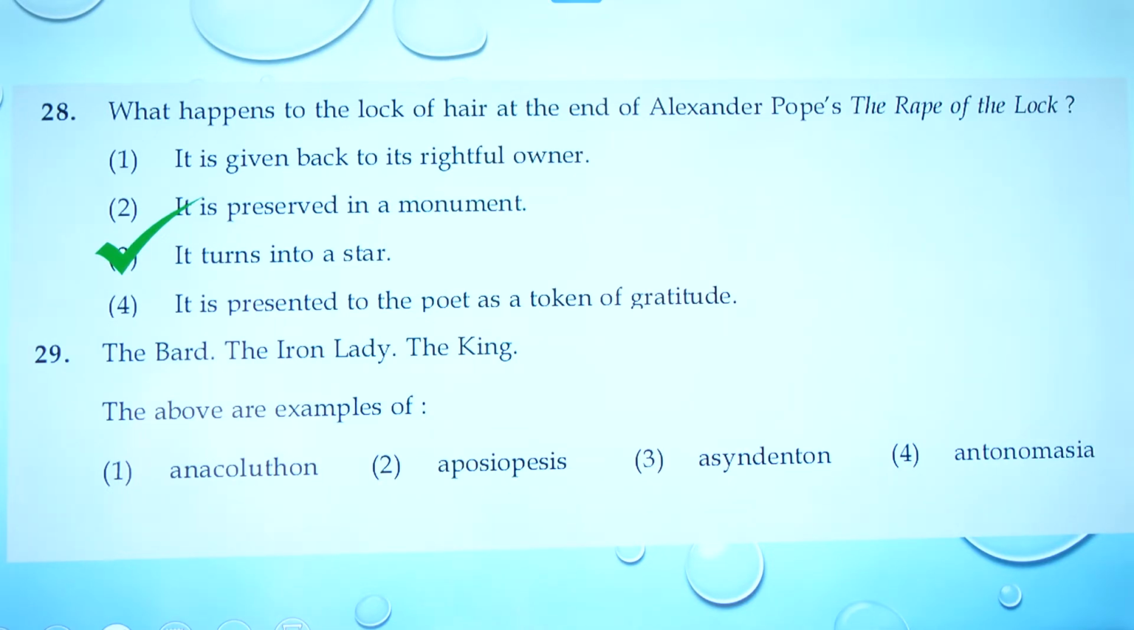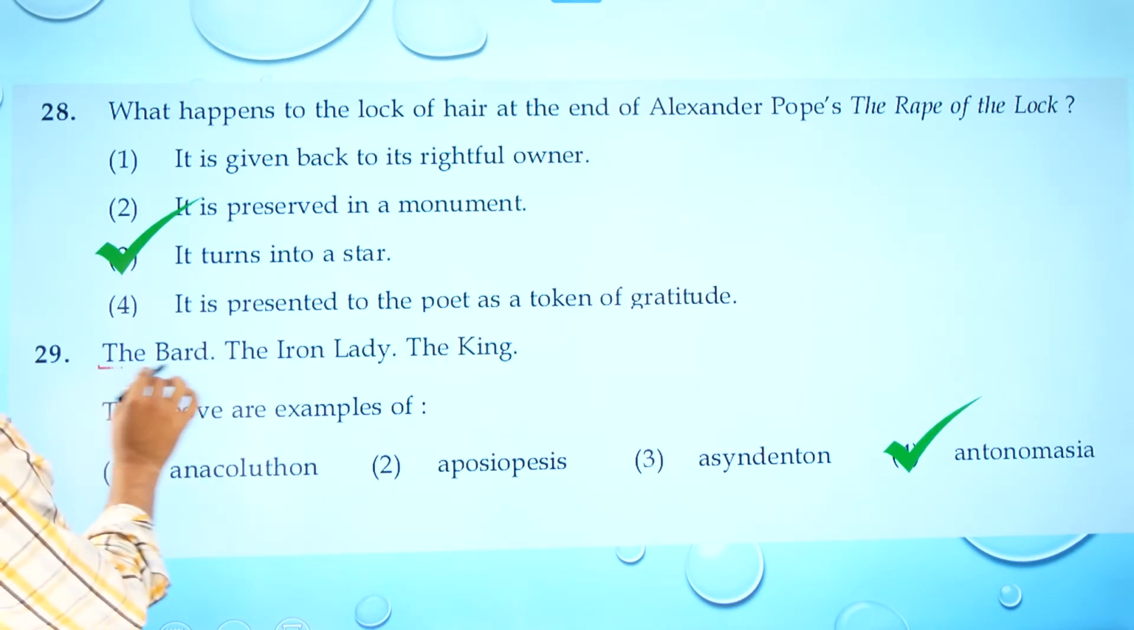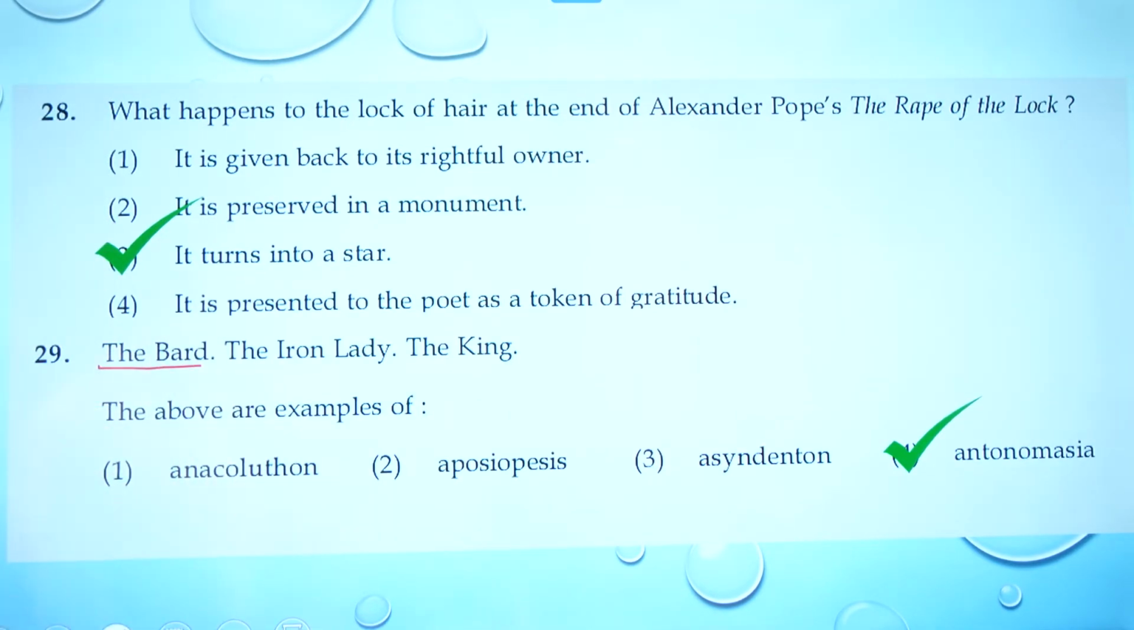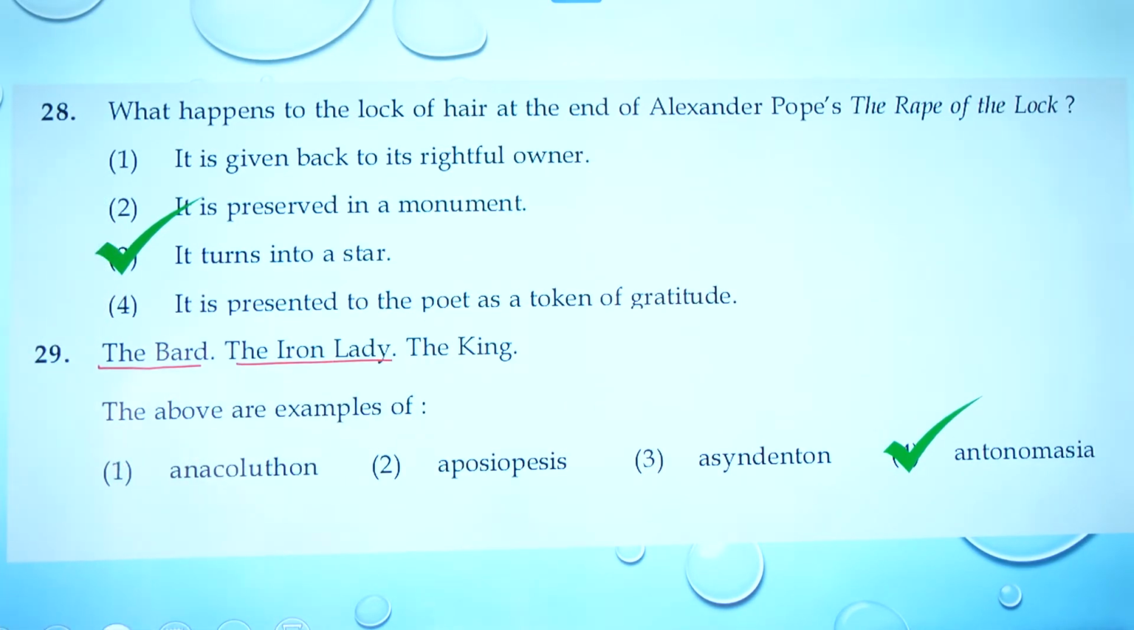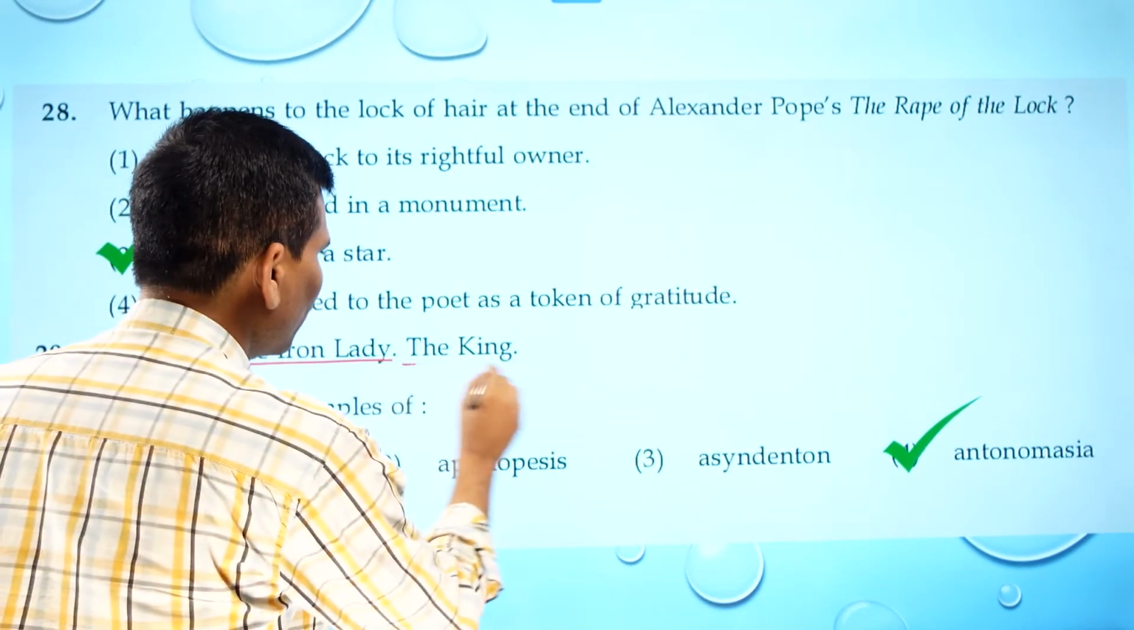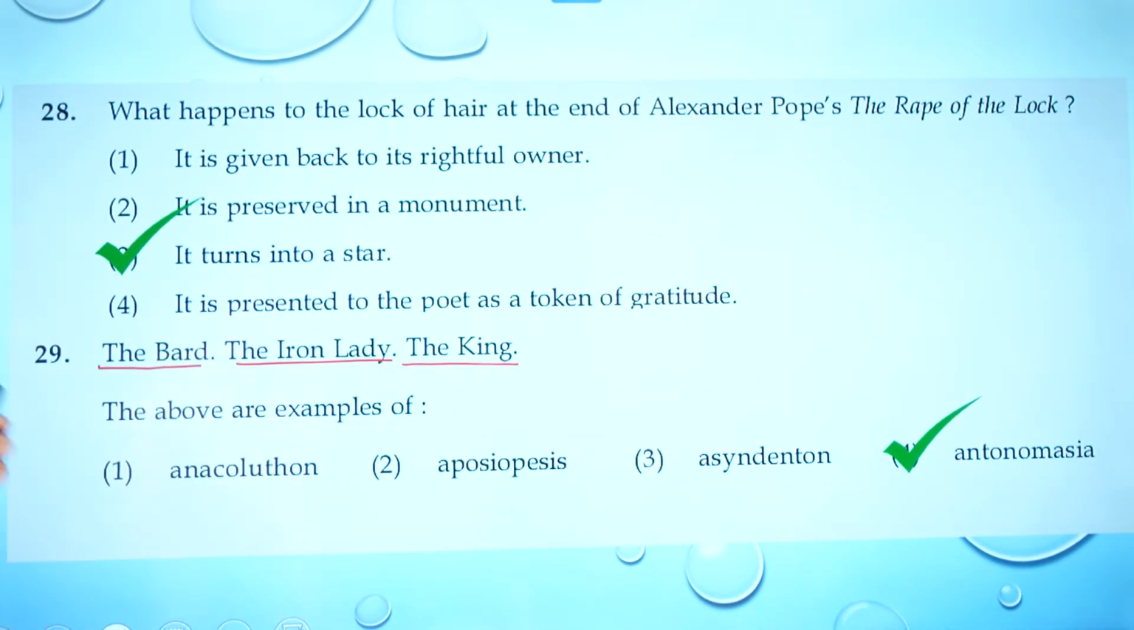29. The Bard, the Iron Lady, the King. The above are examples of number 1, Anacoluthon, number 2, Aposiopesis, number 3, Asyndeton, and number 4, Antonomasia. And the correct option is number 4, Antonomasia. This is the example of antonomasia. Here you have the word bard, which is referring to the poet, and next is Iron Lady, who is very strict, and next the king. So they represent some kind of nouns, and hence it is antonomasia.